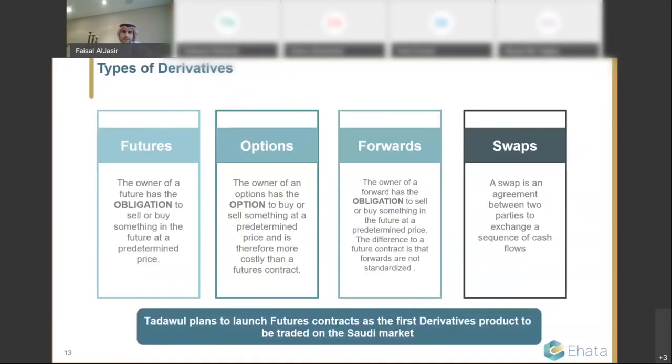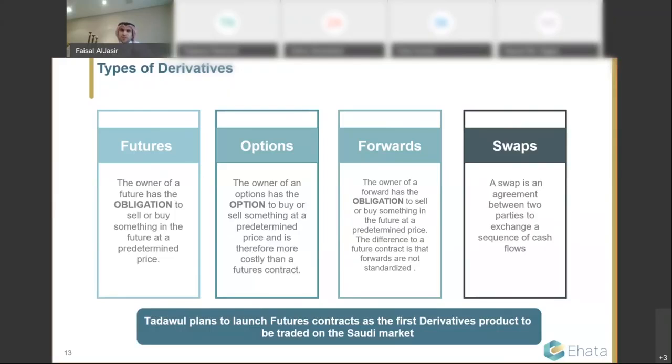So, types of derivatives. I would say that you see in front of you the major four, those are the four major families of derivatives: the futures, options, forwards, and swaps. And what happens is that they mainly become the building blocks of something more complex. So you can combine options with some forwards, or options with futures. But these four mainly become the building blocks of financial derivatives.